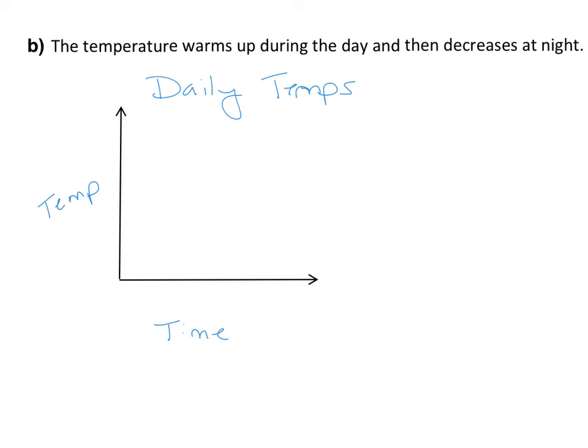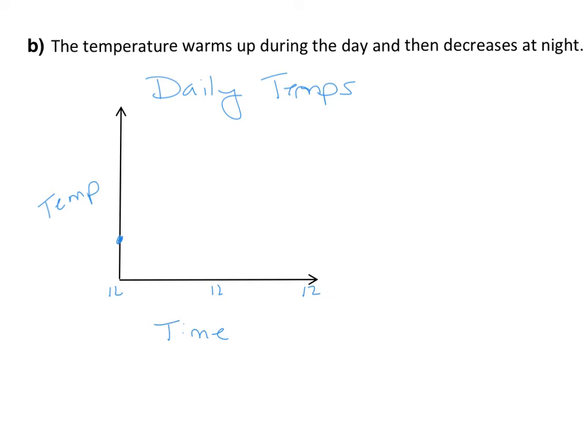Okay, all right, so the temperature warms up during the day and then decreases at night. So if you're thinking about warms up during the day, so this would be like midnight, 12 o'clock, and then you're going to hit noon during the day, and then you'll hit like midnight again, okay? So you don't need to put the numbers in there. I'm just trying to give you an idea here. So now, we don't know exactly where it started. It didn't say. So I don't care where you started it at, okay?